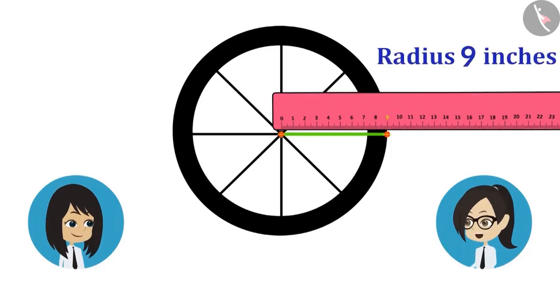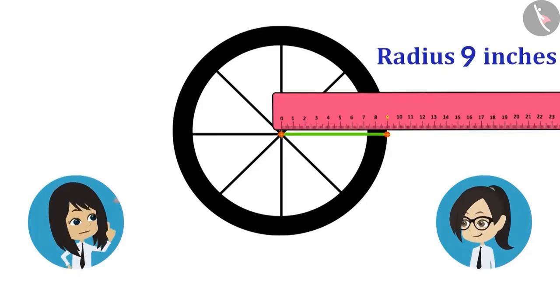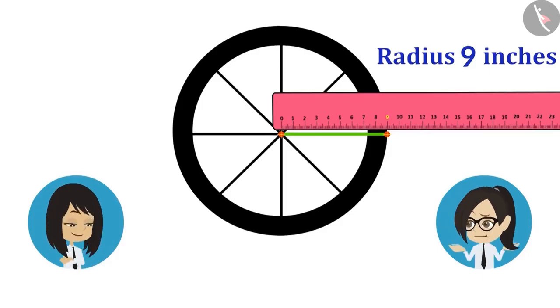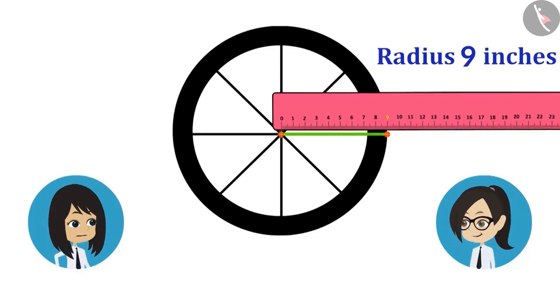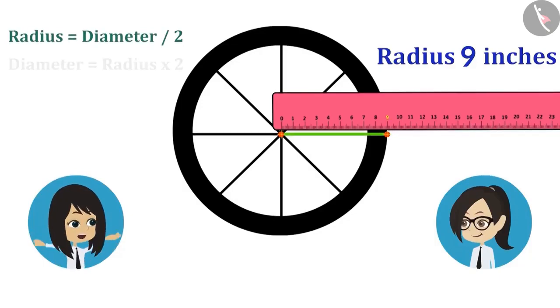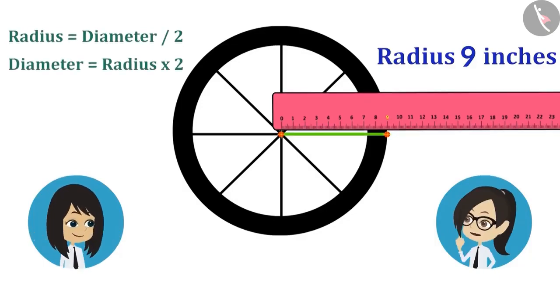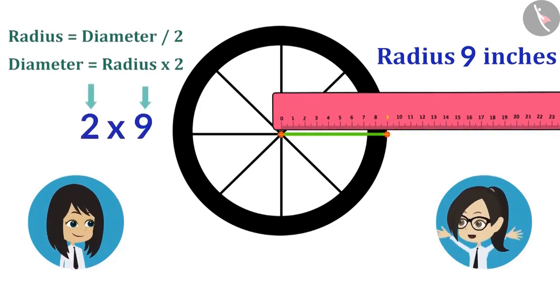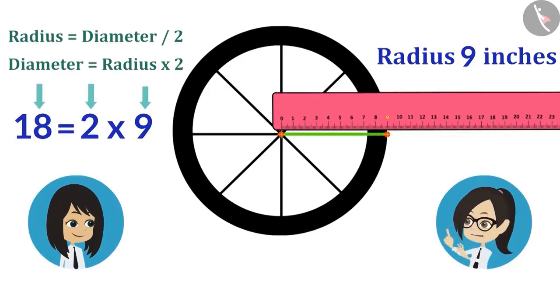Let's now measure its diameter as well. Hey, why do we need to measure it? We can find it only by measuring the radius. How? Look, the radius is also called the half of diameter. This means that the diameter will be twice the radius. Got it? Oh, that means if we multiply the radius by 2, then the measure of diameter will be known. Yes. Radius is 9 inches and multiplied by 2, it will be 18 inches. This means that the diameter of the wheel of our bicycle is 18 inches.